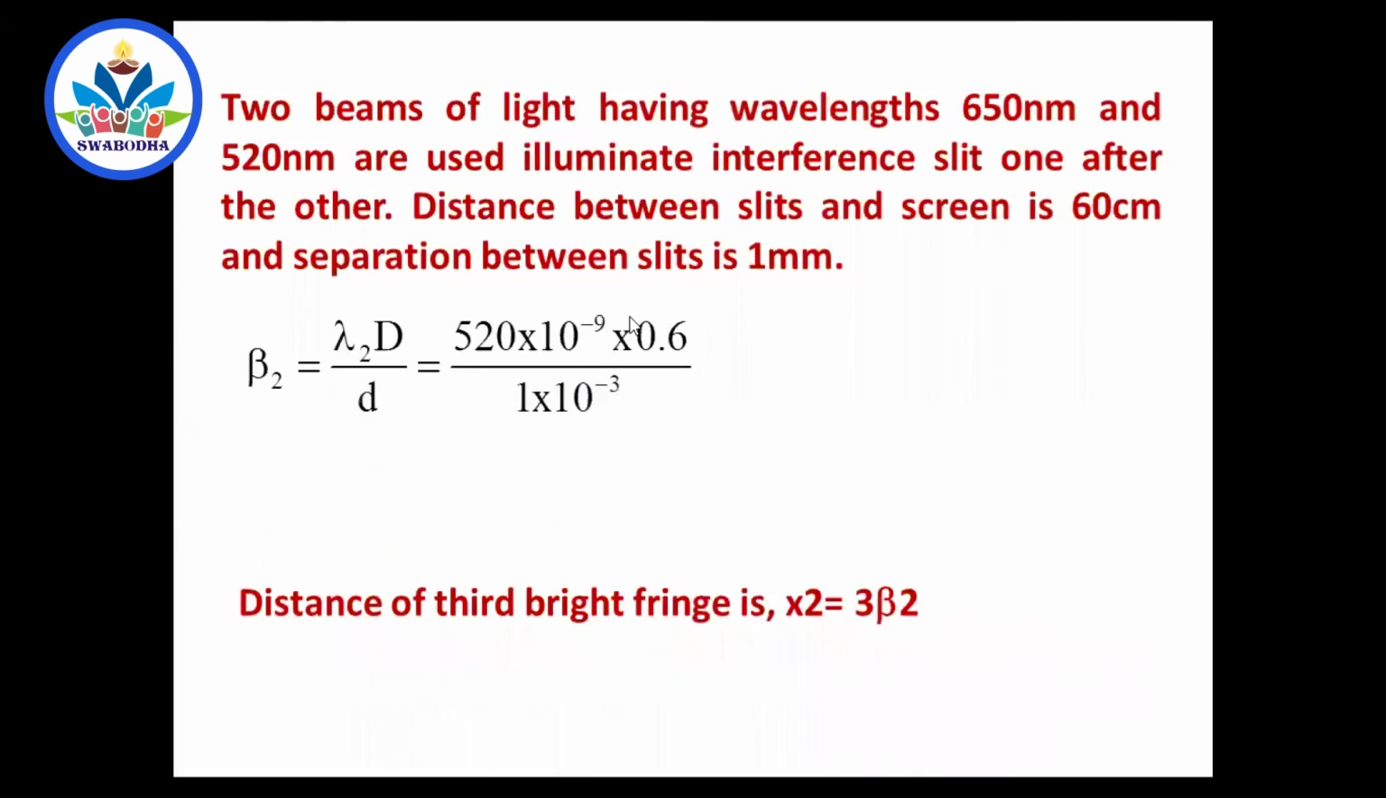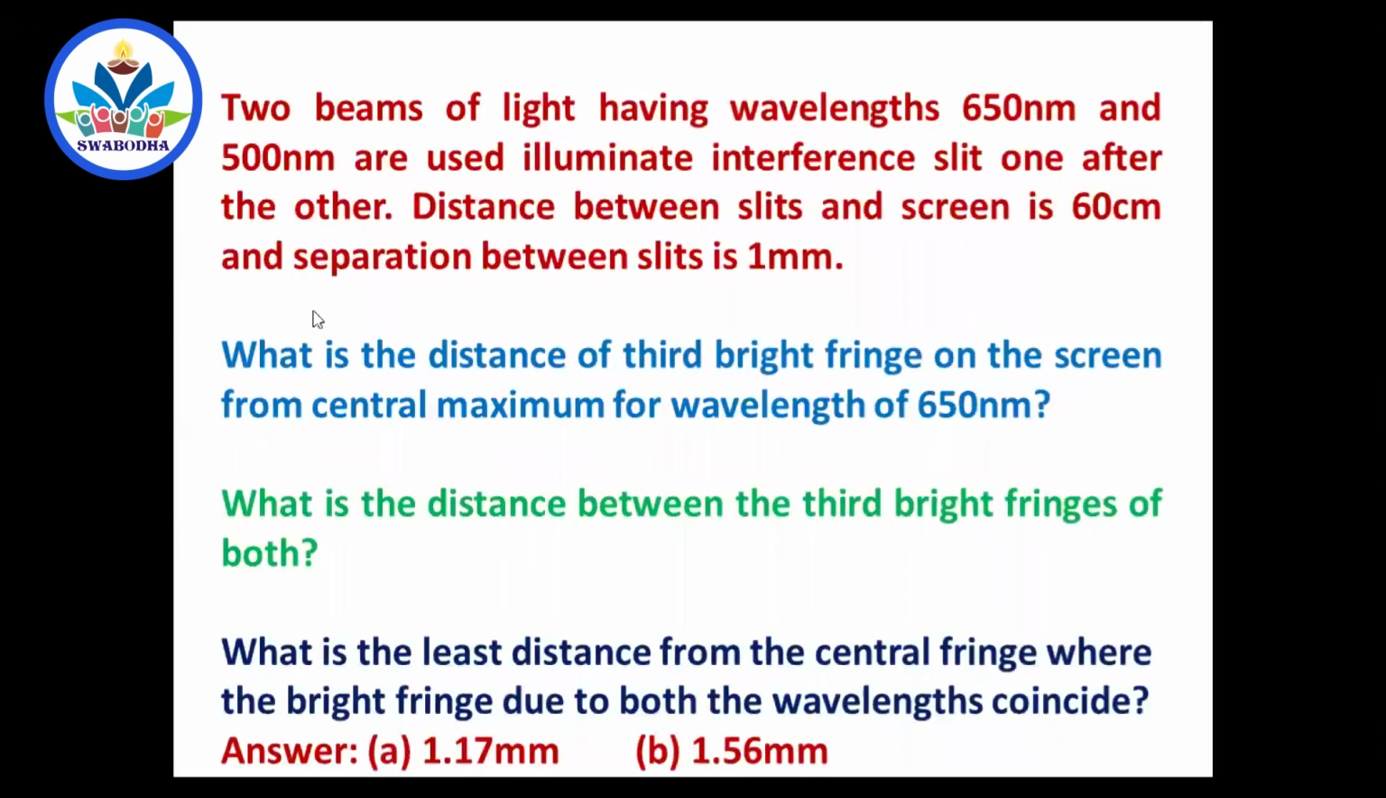What is the next part of the question? We have answered many questions now. What is the distance of the third bright fringe on the screen? That is over. What is the distance between the third bright fringes of both? That is also over. What is the least distance from the central bright fringe where the bright fringes due to both the wavelengths coincide? If you switch on 650 nanometer and 520 nanometer, both should produce a bright fringe at the same place.